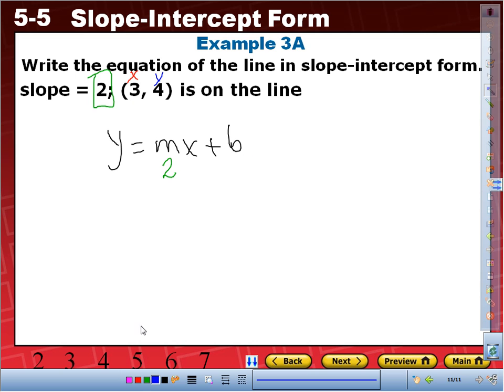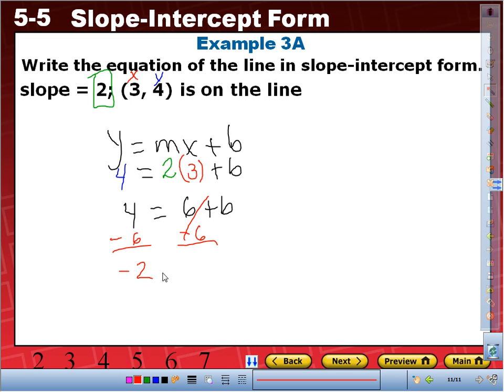Yes. So what is my x? 3. I write that in here in parentheses. What is my y? 4. And I bring everything else down. Equal, the plus and the b. So what is 2 times 3? 6. I bring everything else down. 4 equals 6 plus b. To solve for b, what do I need to do here? Subtract 6. We're left with -2 equals b. So now, do we have a slope? Do we have a y-intercept? Now we can write our equation.